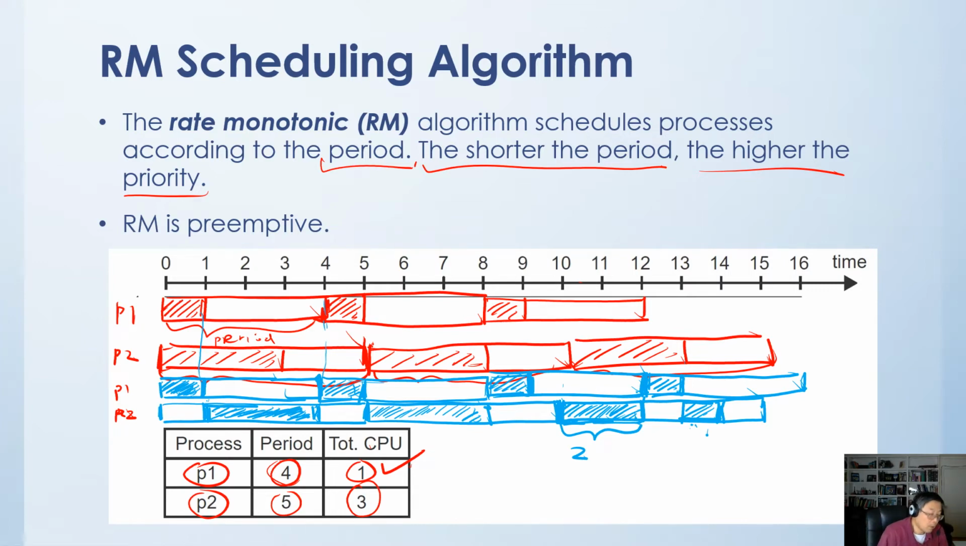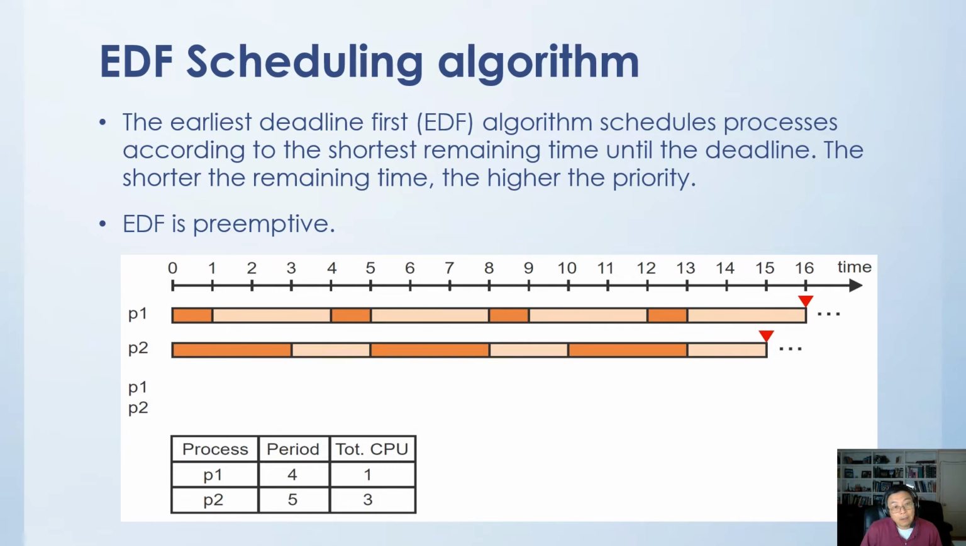It makes sure P1 always gets a high priority if the period for P1 is smaller than P2. Now, another scheduling algorithm for real-time processes is called the EDF scheduling algorithm. EDF stands for earliest deadline first. So the EDF algorithm schedules the processes according to the shortest remaining time until the deadline. The remaining time to the deadline: the shorter the remaining time, the higher the priority. Now EDF is preemptive, which means the scheduling algorithm can remove the process currently running on the CPU and schedule another process.